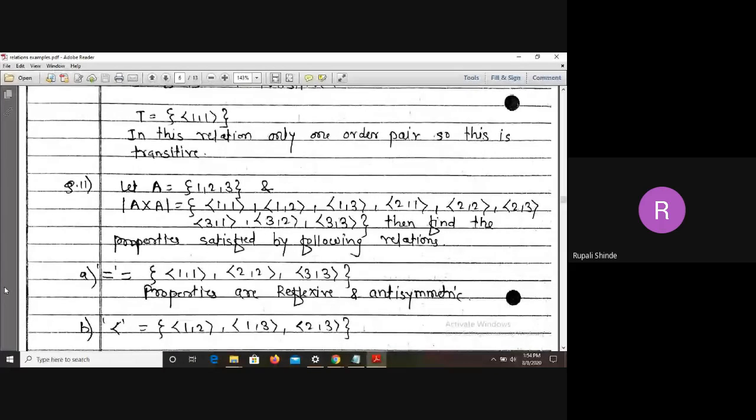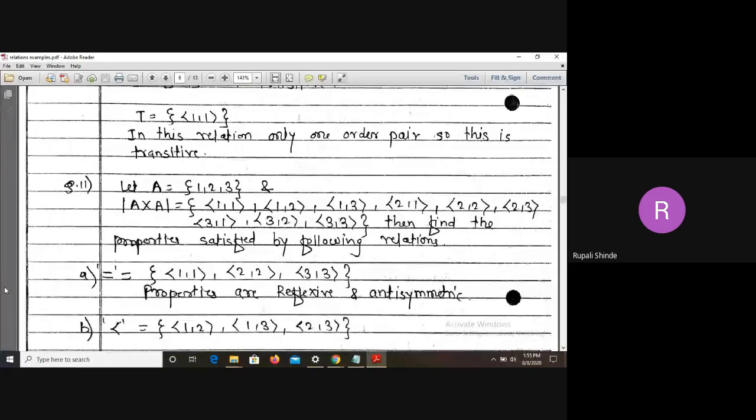Is this relation irreflexive? Yes, because this does not contain any reflexive element like 1, 1, 2, 2, 3, 3. Such ordered pairs are not here. That's why we can say that this is irreflexive.